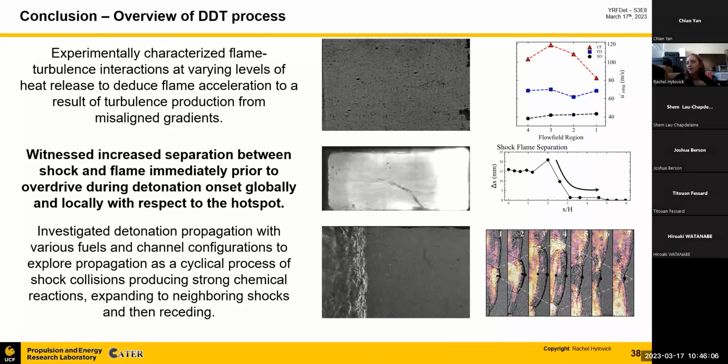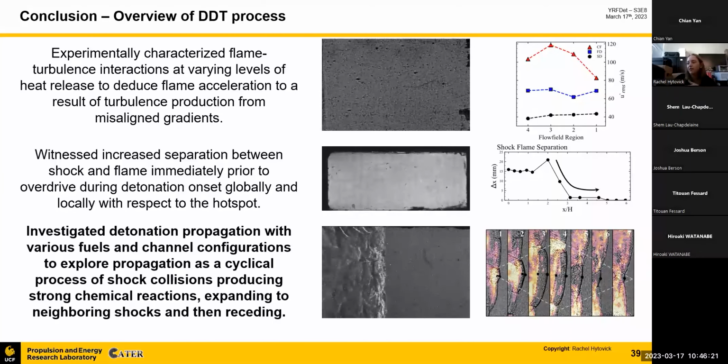So here's that video just playing there, and then you can see the shock flame separation over time. And then last but not least, we looked at detonation propagation with various fuels and channel configurations to explore the cyclic process of shock collisions producing these chemical reactions. So we have this Schlieren video playing here, and then the regions that we discussed as well.